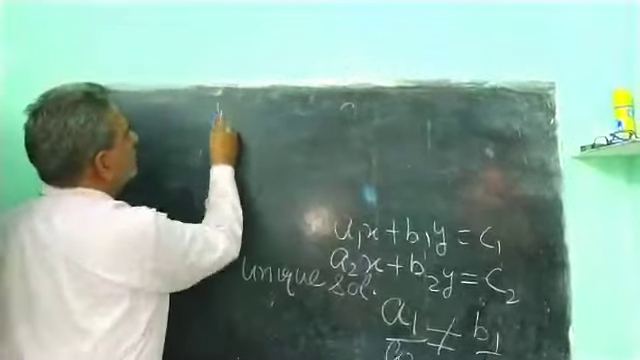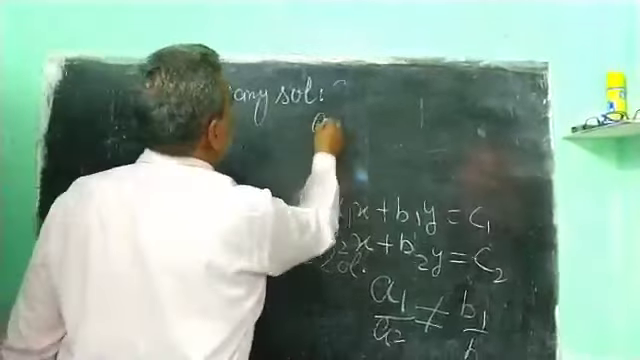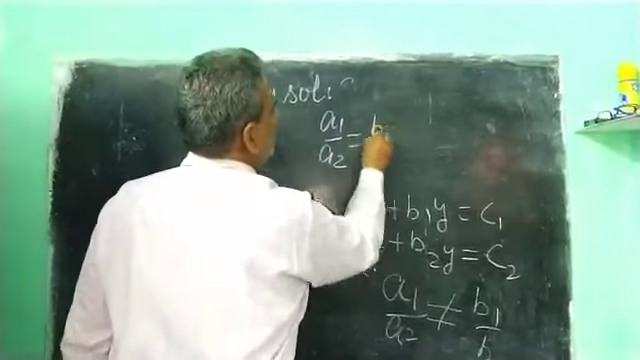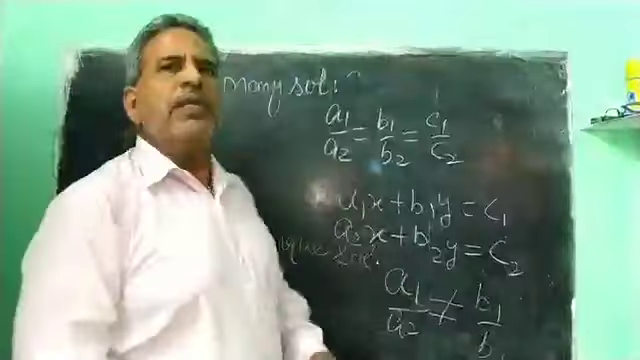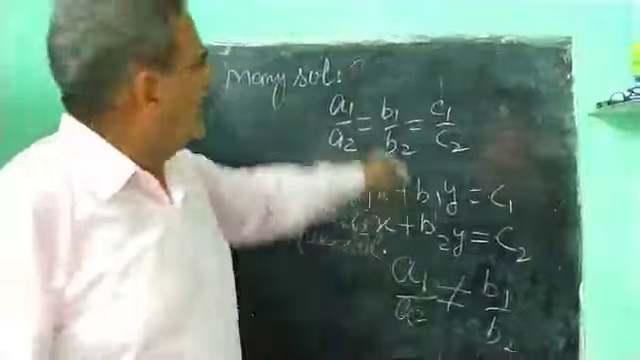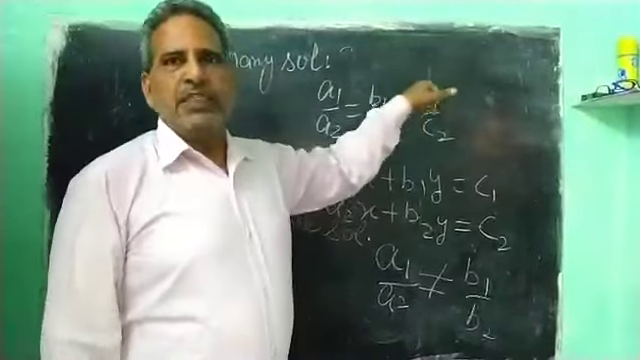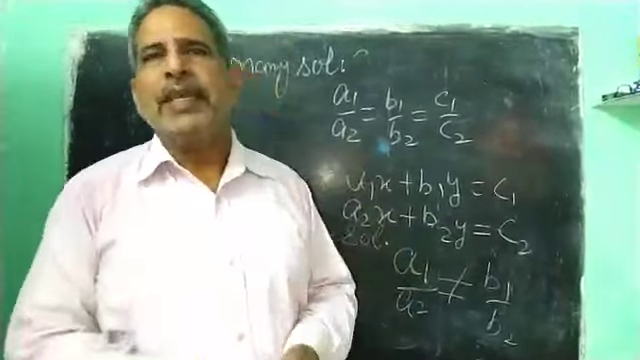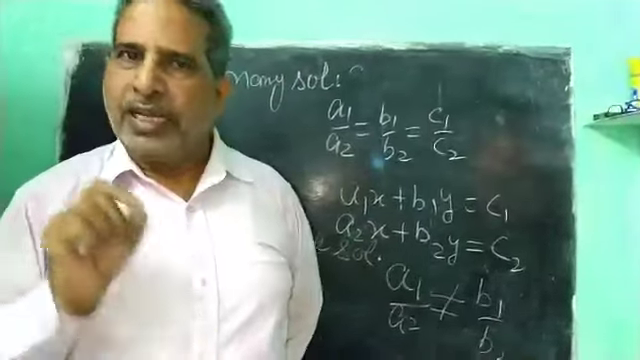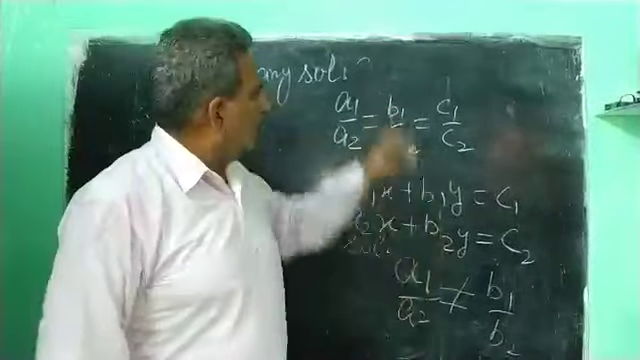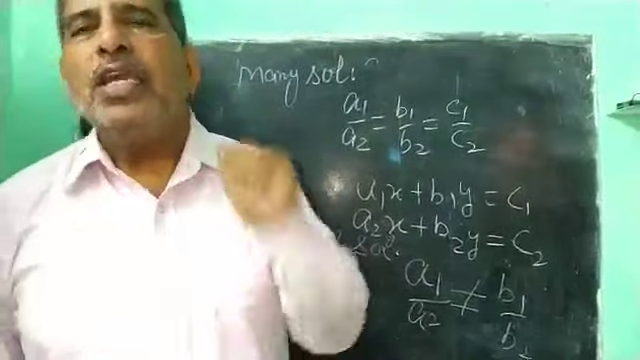Many solutions. a1 upon a2 is equal to b1 upon b2 is equal to c1 upon c2. So beta, when we get all the values, that is a1 upon a2 equal to b1 upon b2 equal to c1 upon c2, then we say that the given two equations have many solutions. Clear? So for many solutions, a1 upon a2, b1 upon b2 and c1 upon c2 all are equal.